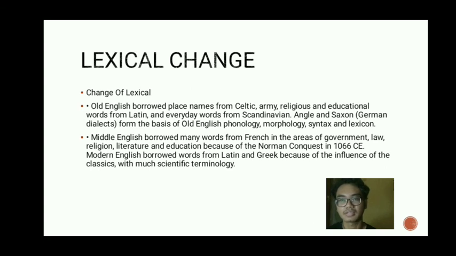And the third, Middle English borrowed many words from French in the areas of government, law, religion, literature, and education because of the Norman conquest in 1066 CE. Modern English borrows words from Latin and Greek because of the influence of the classics, with much scientific terminology.